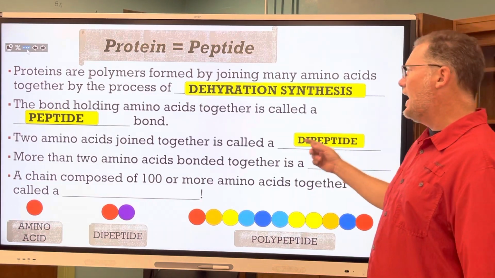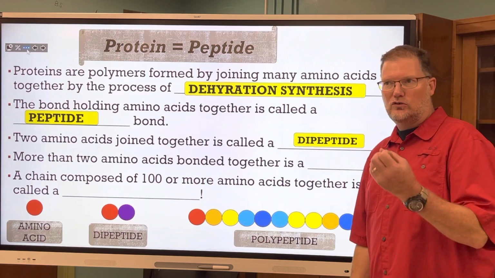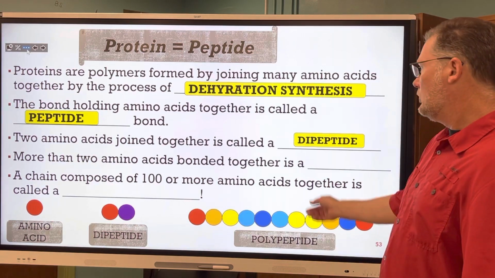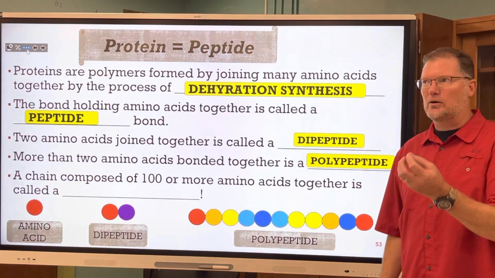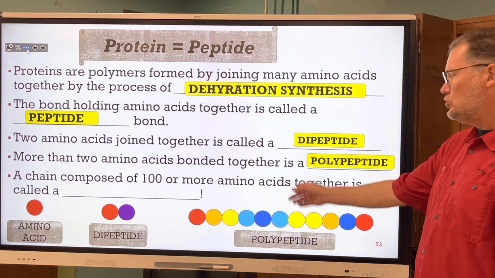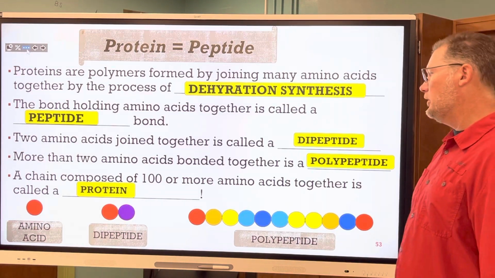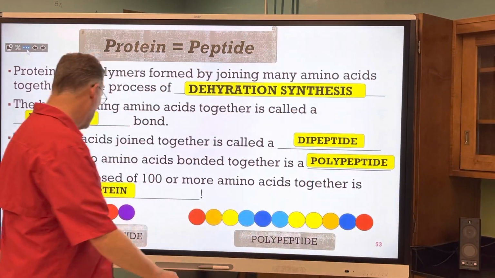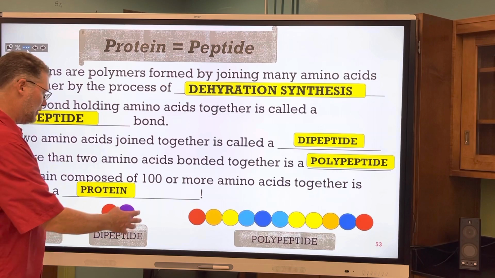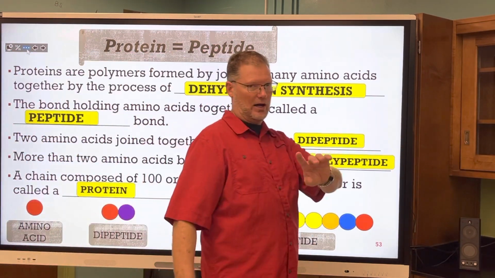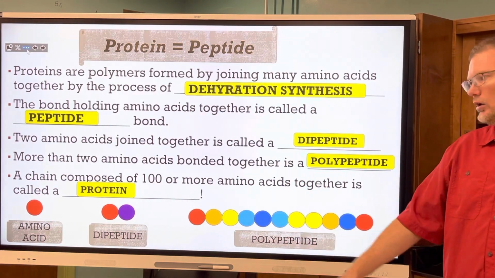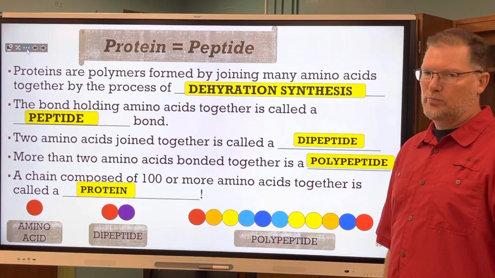Two amino acids is called a dipeptide. Just like two glucoses are called a disaccharide, right? More than 2 is a polypeptide, just like more than 2 sugars is a polysaccharide. A chain composed of 100 or more is called a protein. So you've got your basic building block, the amino acid, you put them together to get a dipeptide, and then you put a bunch of those together and you get a polypeptide. And then of course, you'd have to have 100 of those amino acids or more together to get your protein, okay?